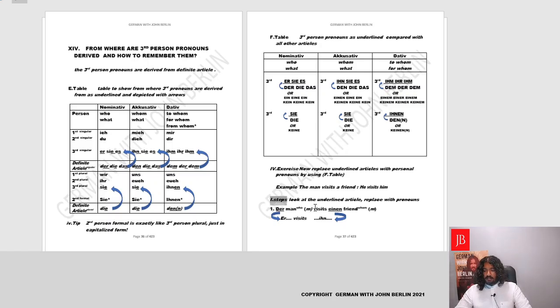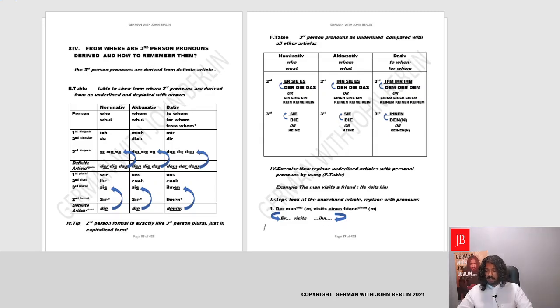Der Mann besucht einen Freund. So instead of saying the man visits a friend, I could simply say, instead of der, I'll go to der and switch it with er. Visits einen Freund. Instead of einen, I'll go to einen here and switch it with ihn. Fantastic. So er besucht ihn, which means he visits him, or a man visits a friend.